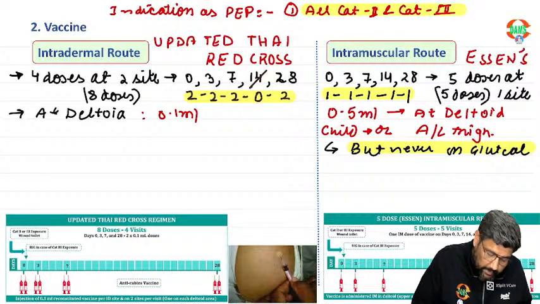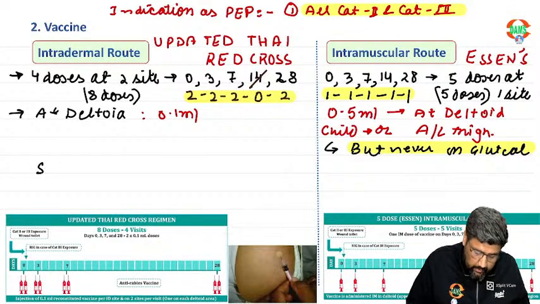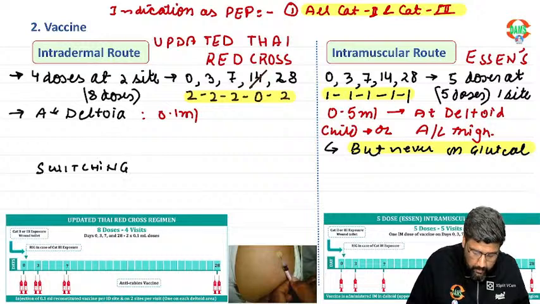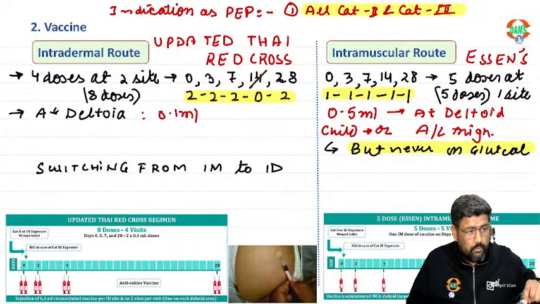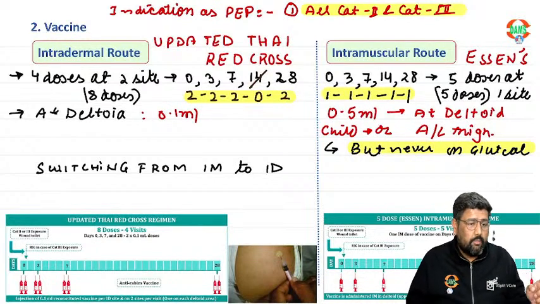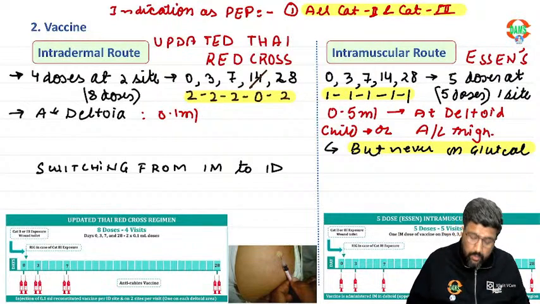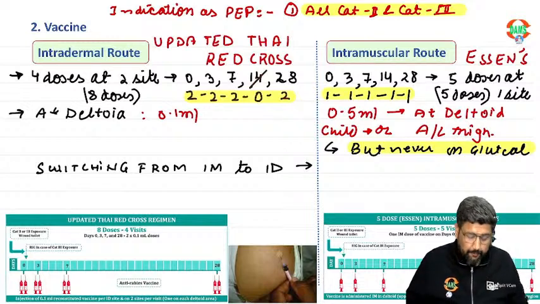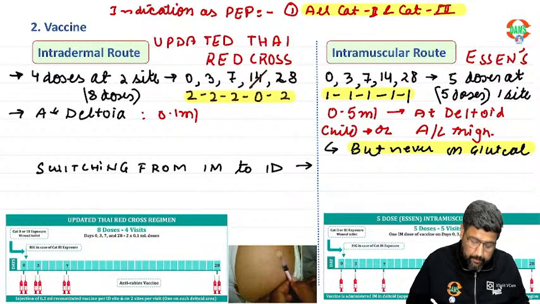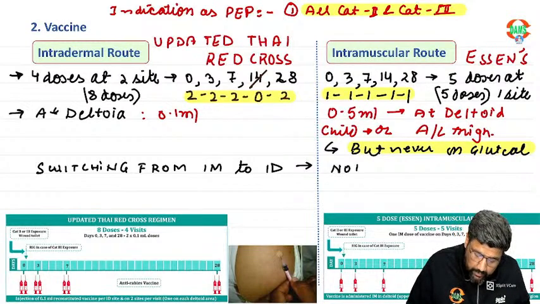Now coming to an important point, switching from intramuscular to intradermal. Now suppose you have given first dose to a patient intramuscular. Now the patient is saying, please give me second dose intradermal. Not. Switching from intramuscular to intradermal, not recommended.